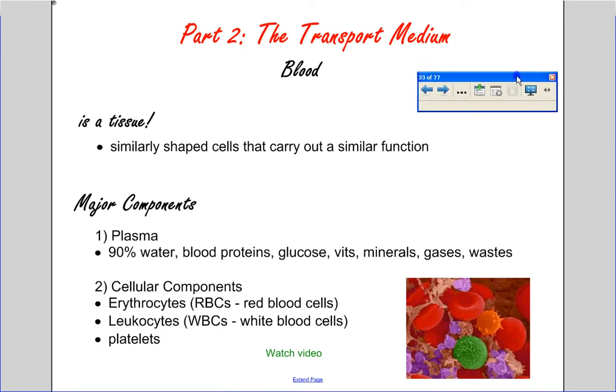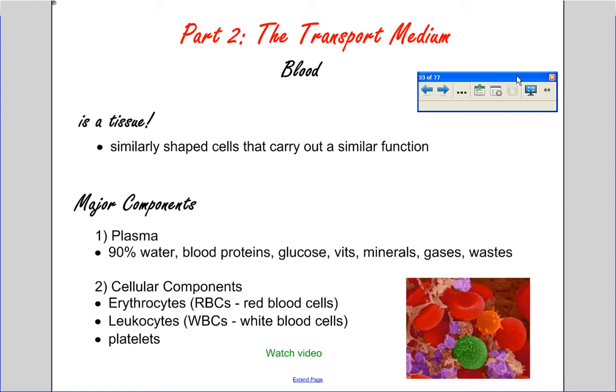Okay, so this is the next part. We said there are three things that we need to have a closed circulatory system. One is transport vessels. So we finished that in part one of these three parts. We did transport vessels, or blood vessels. Now we're going to talk about the transport medium, which is the second thing that's required.